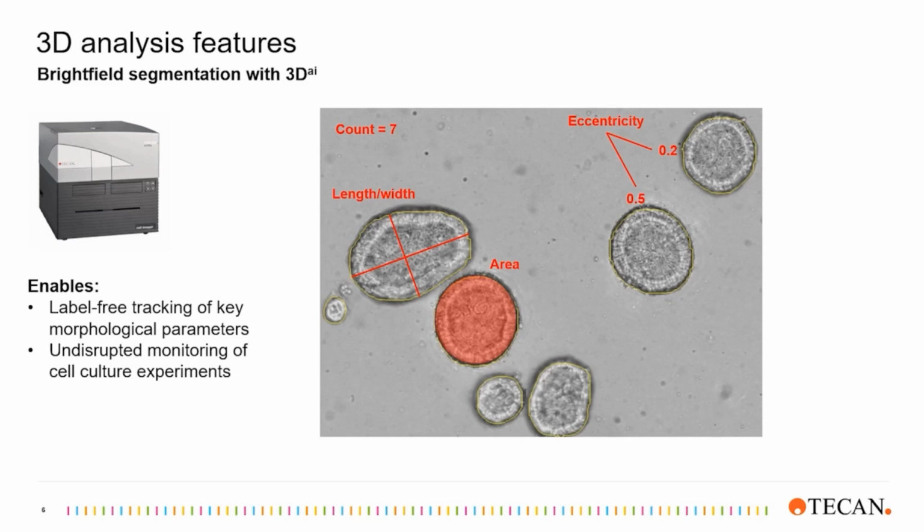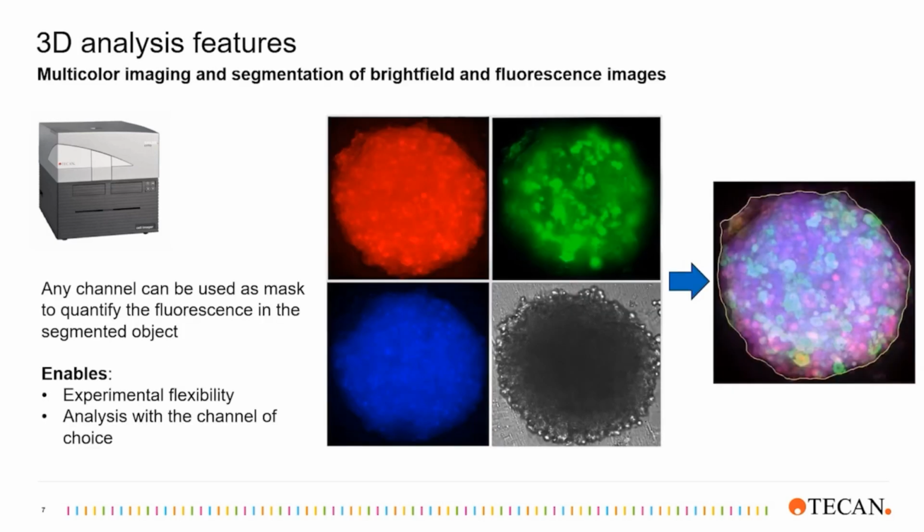So you will be able to track the development of your spheroids and organoids without the need for staining, thereby avoiding potential interference with their development. Fluorescence images can also be used for the AI-based segmentation with the same morphological parameters as output. In addition, the fluorescence intensity within the segmentation mask can be determined for each channel. So you have the flexibility to use any of the 4 channels as a basis for segmentation and quantify fluorescence and morphological parameters from all channels based on that mask.